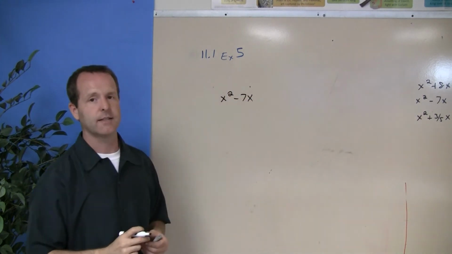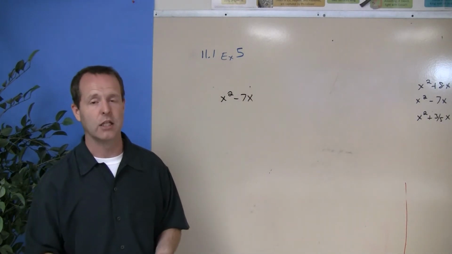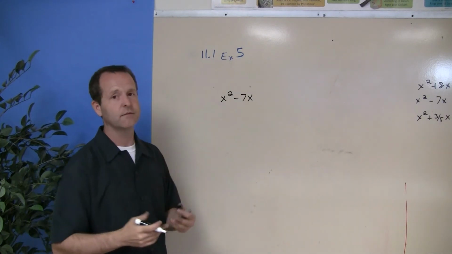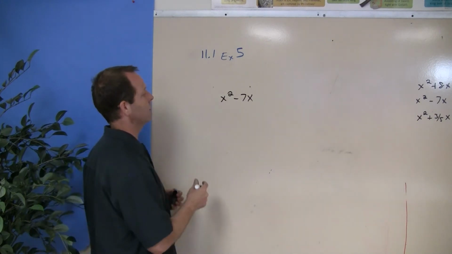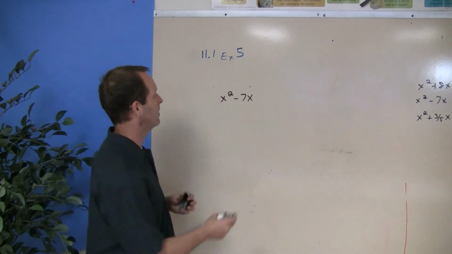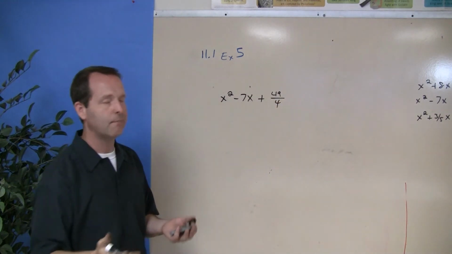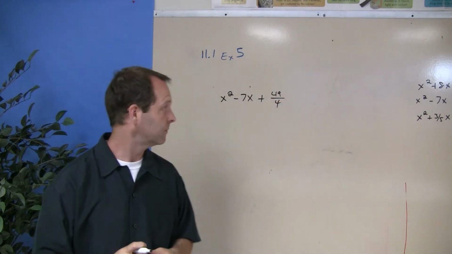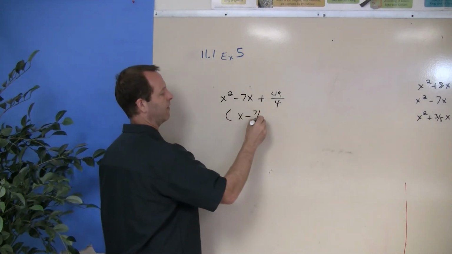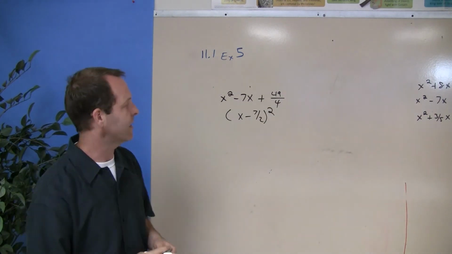x squared minus 7x. What's the magic number that's going to complete the square? We do the exact same thing. Look at that middle term. The middle term is negative 7. So I'm going to take that negative 7, divide it by 2, and square it. Negative 7 divided by 2 is negative 7 halves, and negative 7 halves squared is a positive 49 fourths. So that's the magic number that makes it a perfect square trinomial. And then I can factor that down to x minus 7 halves squared. That's my perfect square, and that's what I'm wanting to get to.